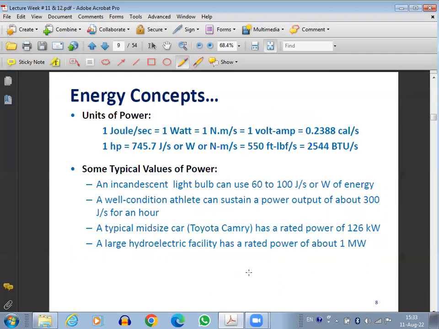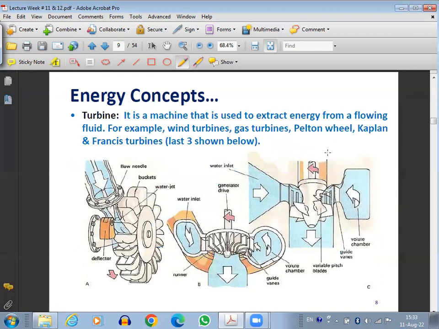Units of power, again, these are the same units I already mentioned before. Typical values of power, you can go through it. These are some of the examples of this.